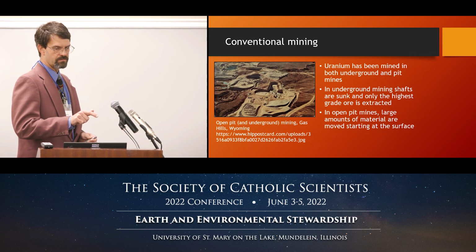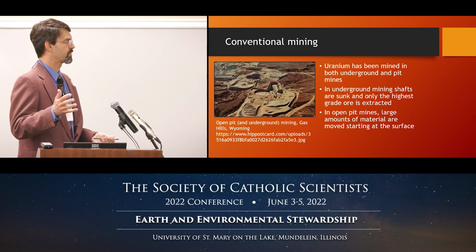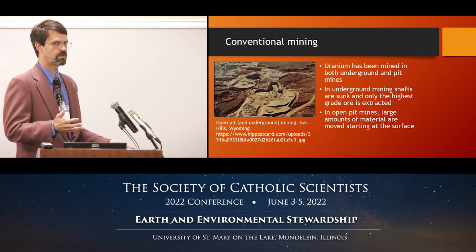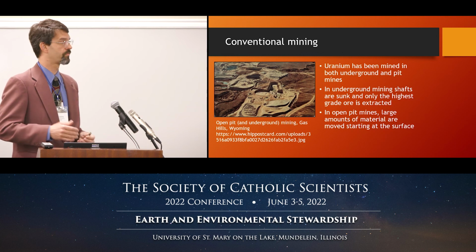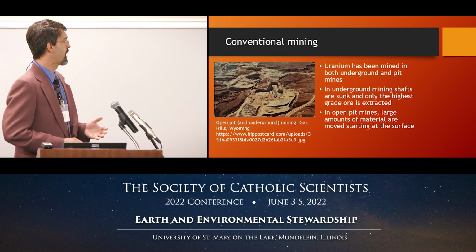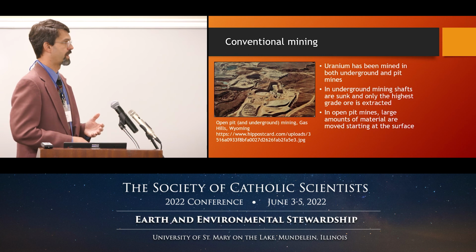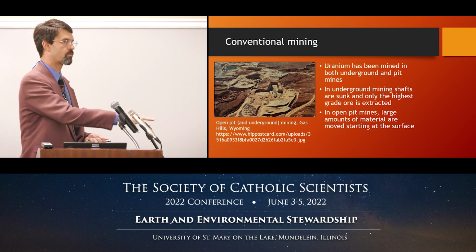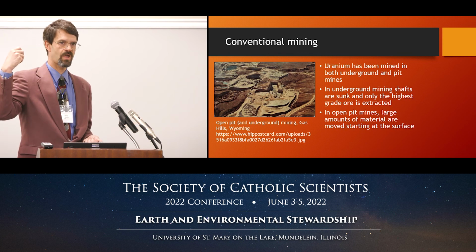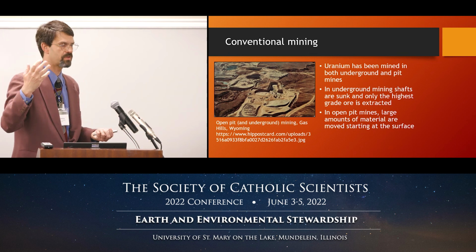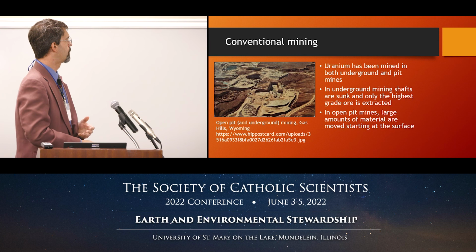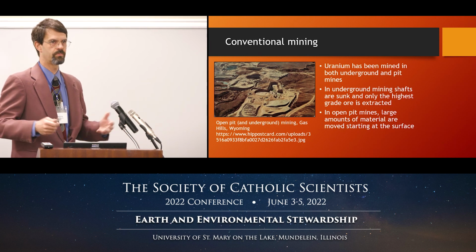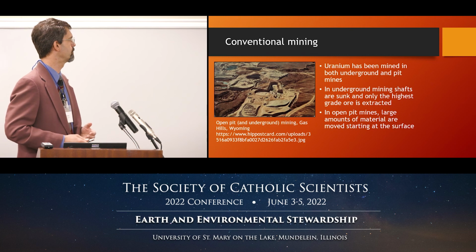So once you've located your uranium deposit, how do you get it out of the ground? Broadly speaking, you could mine it conventionally, or you could do something a little bit more sophisticated. So conventional mining breaks down into underground mining, where you sink a shaft to where the richest stuff is, and you mine that richest stuff. You bring it up in solid state to the surface, and then you process it and get the uranium out of it.